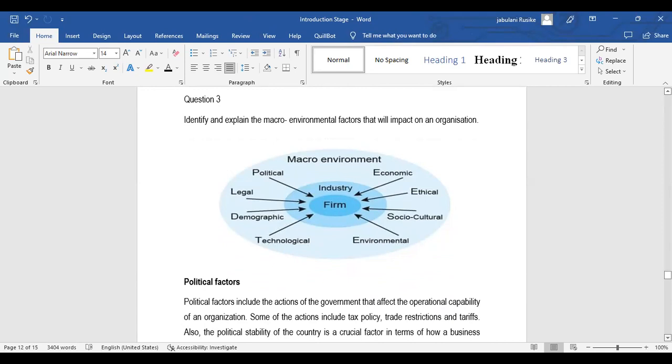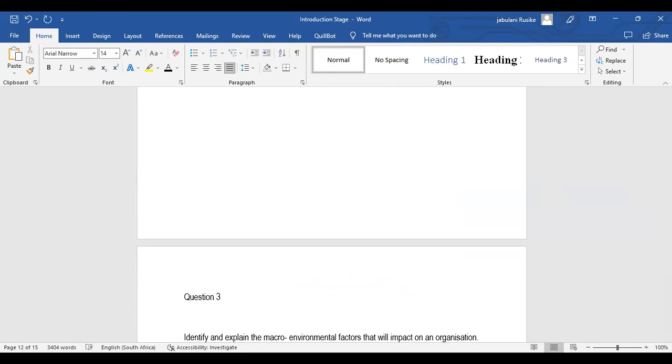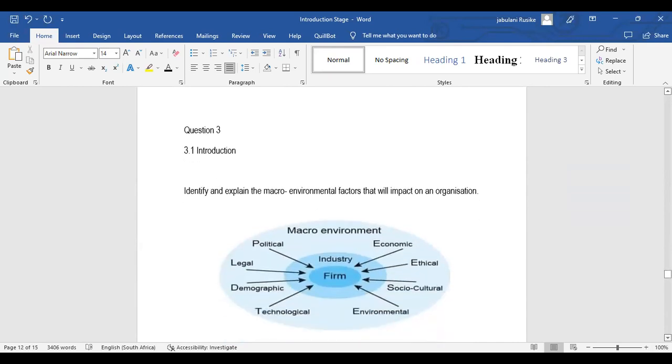How does the demographic, the social cultural, the technology, how does it affect the operations of an organization? Now, like in any essay, just make sure that you have your introduction. Here, I'll leave it to you. You will introduce the essay, and then once you introduce the essay, you then introduce also the diagram.